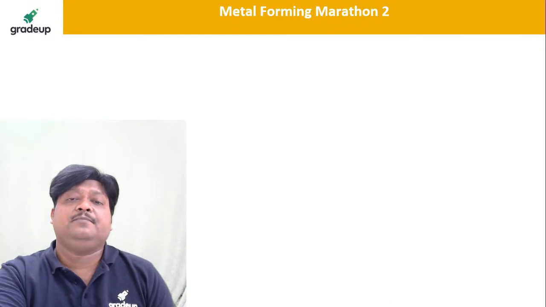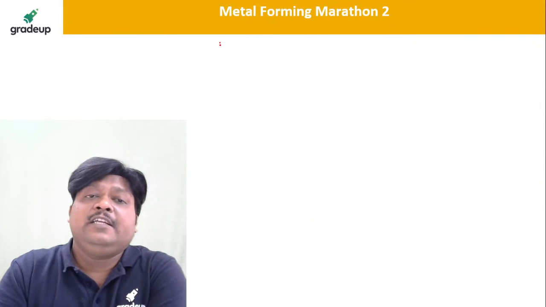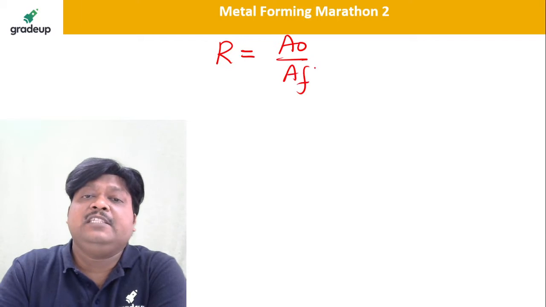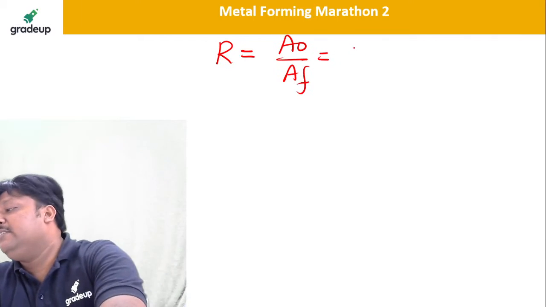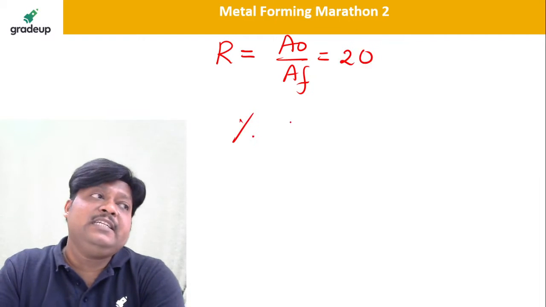How much? So see here, extrusion ratio R is equal to what? A original by A final, which is equal to how much? It is given as 20. Okay, and you know percentage reduction, how to calculate?